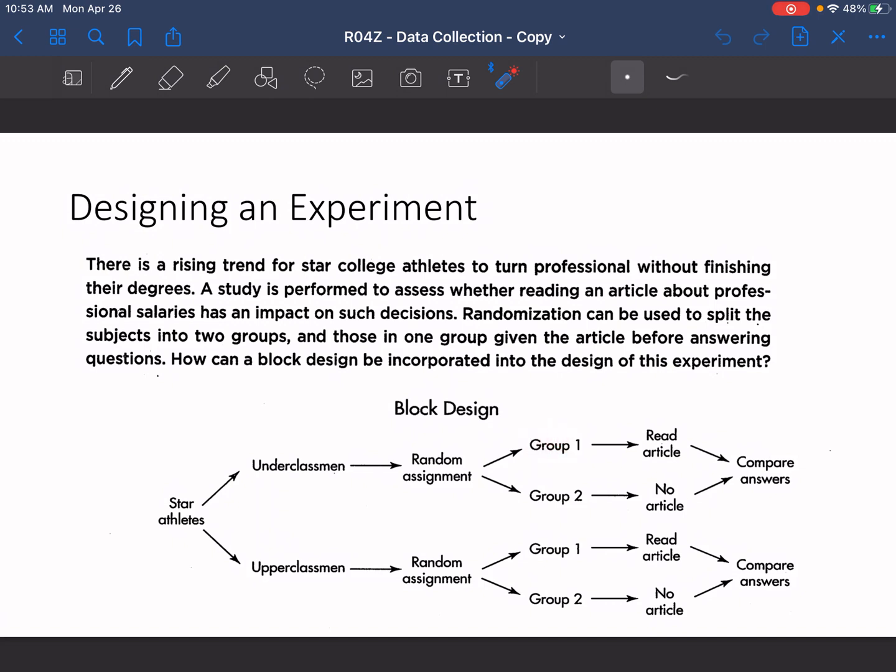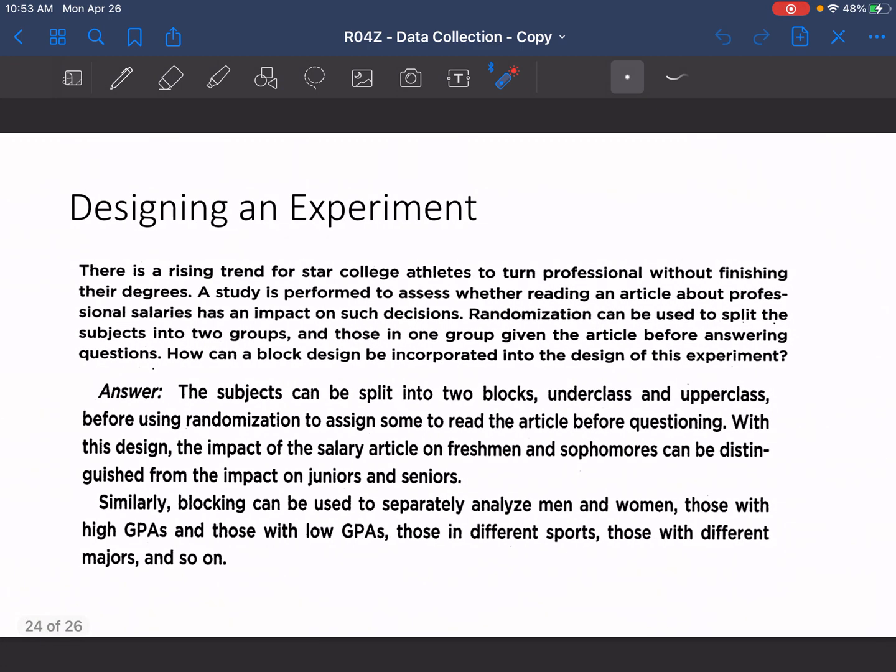So underclassmen have a Group 1 and a Group 2, and upperclassmen have a Group 1 and a Group 2 as well. Group 1, in both cases, will read the article, whereas Group 2, in both cases, does not read the article. And then from there, you could compare the answers to see the difference between the response of underclassmen versus the response of the upperclassmen as well. And so, again, the subjects can be split into two blocks, underclassmen and upperclassmen, before using randomization to assign some to read the article before questioning.